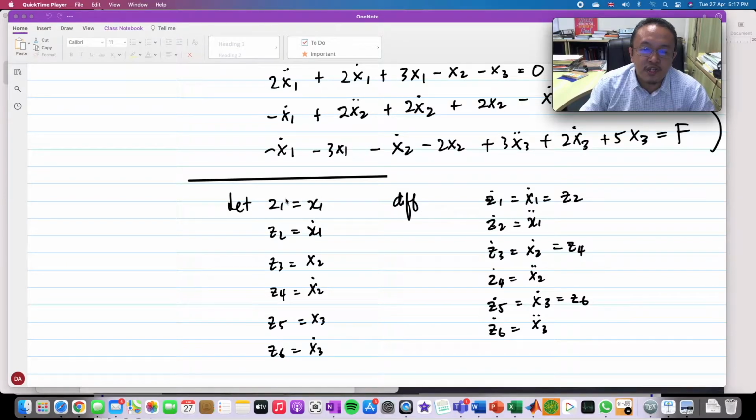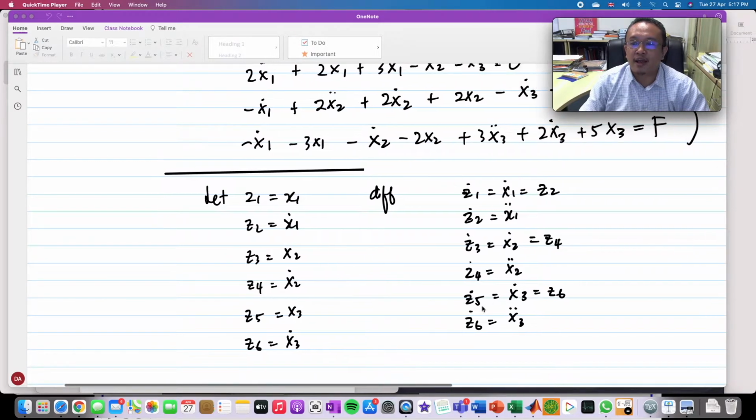Okay, we differentiate all of this, so Z1 dot becomes X1 dot, which equals Z2 here. Z2 dot equals X1 double dot. Z3 dot equals X2 dot, since Z3 equals X2, which is actually equal to Z4. Z4 dot becomes X2 double dot, and Z5 dot equals X3 dot, which equals Z6 down here, and Z6 dot equals X3 double dot. Okay, from this equation, then you can proceed.